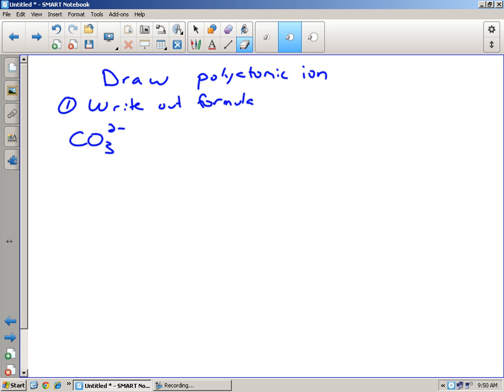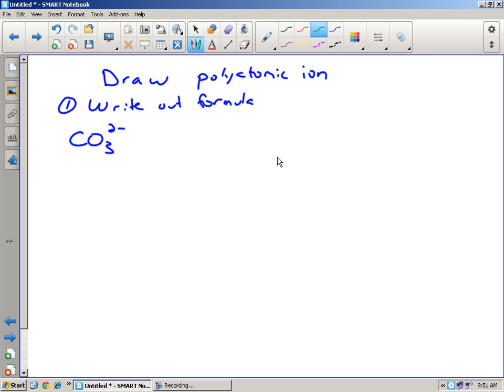Once again, the very first thing you should do is write out the formula, right? So if I had said, I want you to draw the carbonate ion, or what does the carbonate ion look like? I would say, okay, carbonate is CO3 2-, start. How do you do these ones? Remember, you've got to add up electrons, yeah?